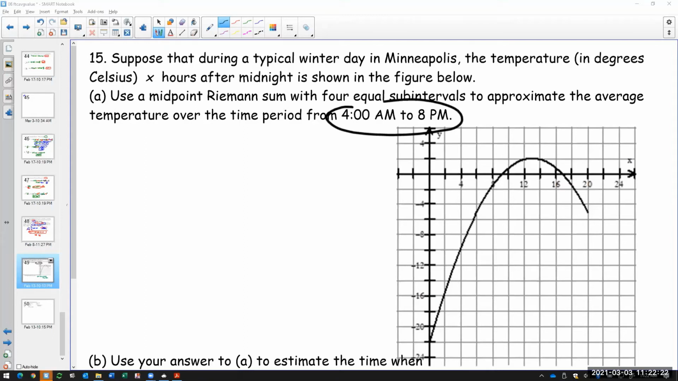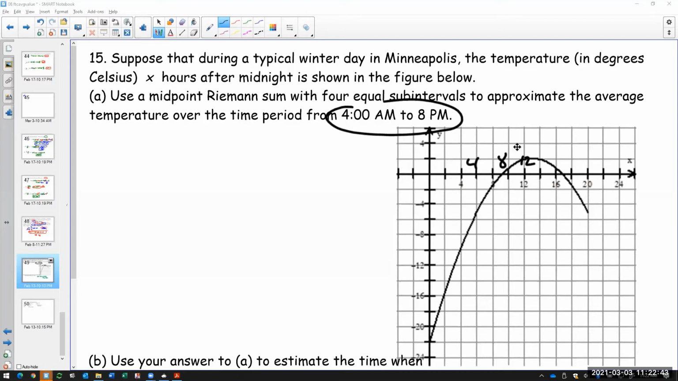So this is 4 AM, but this is 6 AM, and then 10 AM, then 12 AM, then, wait, am I not doing this right? No, I'm not doing it right. I'm doing a terrible job. So 4, 6, 8, like that, right? So this is 4, 8, 12.